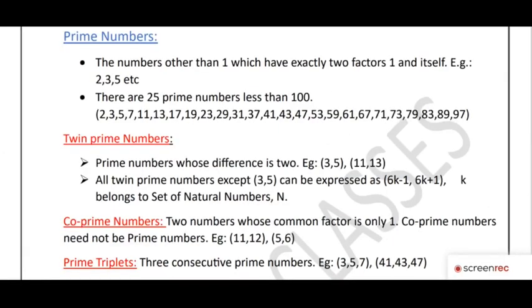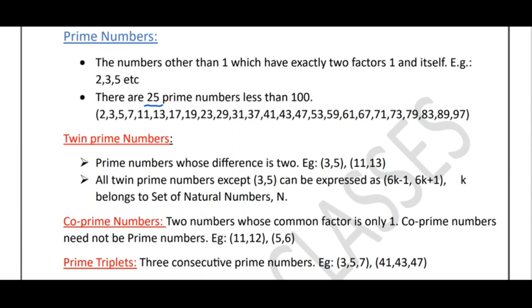What are prime numbers? The numbers other than 1 which have exactly two factors, 1 and the number itself. For example, 2, 3, 5, etc. That means a number will have 1 and that number itself as the factors. Then, how many prime numbers are there less than 100? There are 25 prime numbers which are less than 100. So I have given the list of that for your reference.